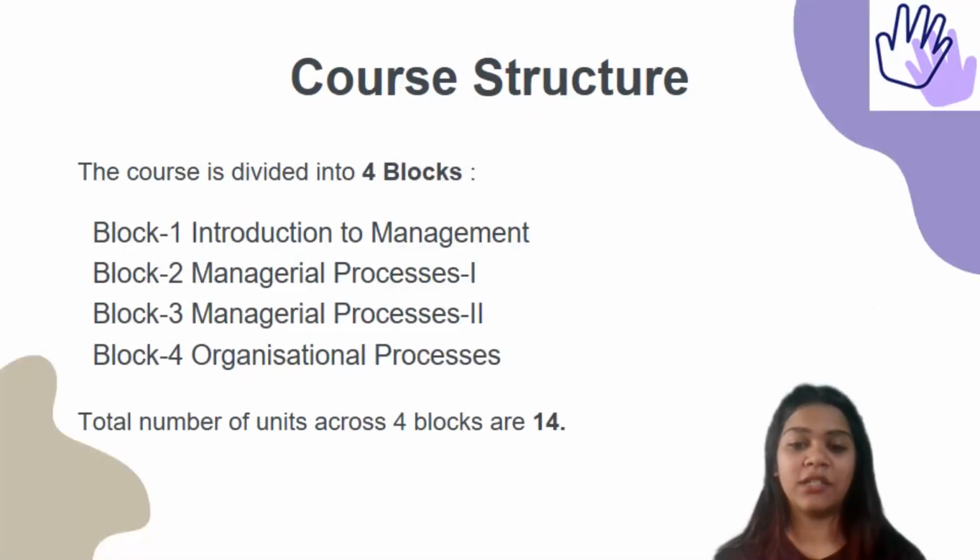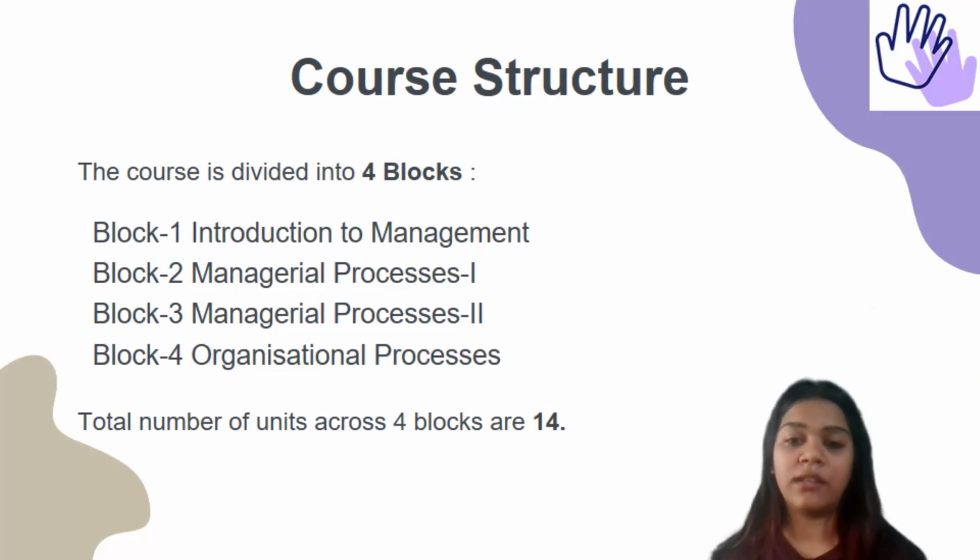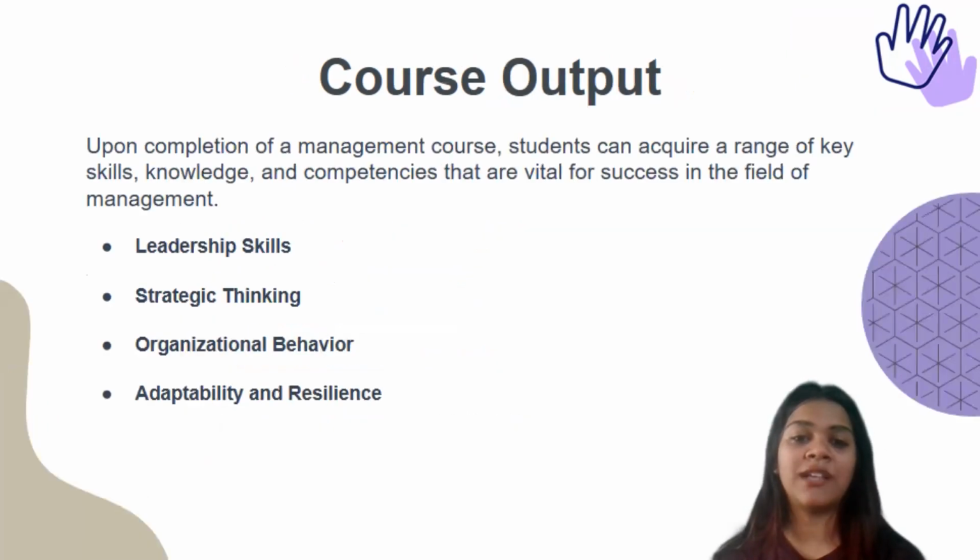Now the course structure. The entire course is divided into 4 blocks. The block 1 is Introduction to Management. Block 2 and 3 are Managerial Processes, and block 4 would be Organizational Processes. And in total, all of these blocks consist of 14 units. So there are 14 units across the 4 blocks, which you will be learning in this course. Okay, so the course output.